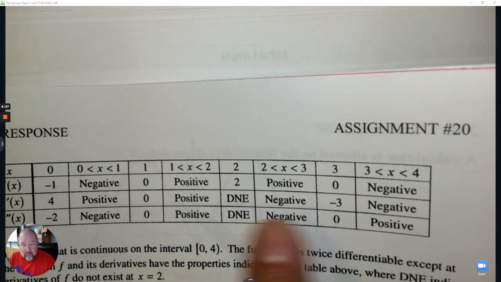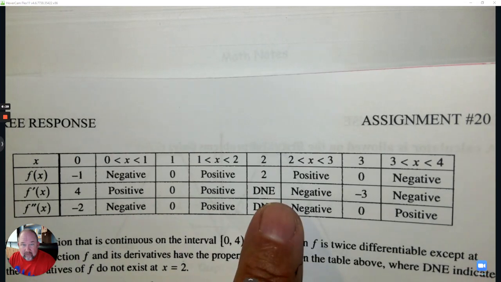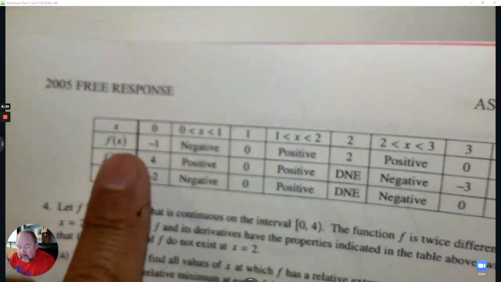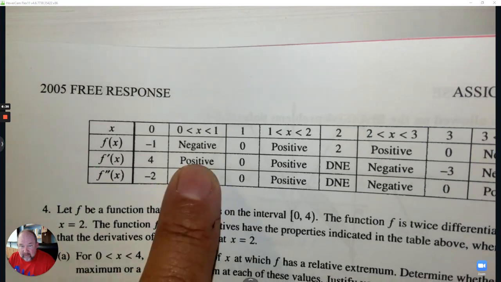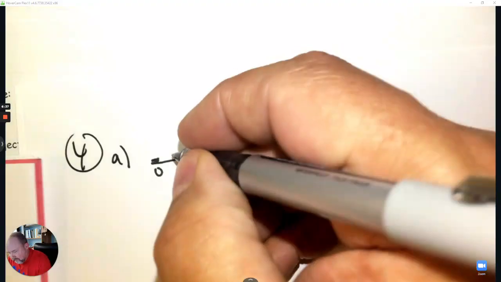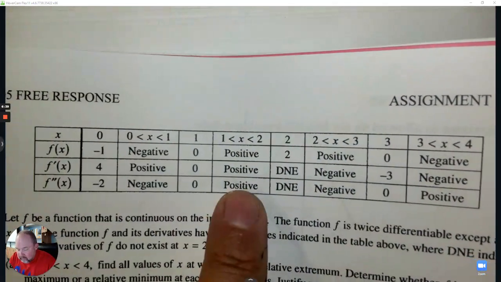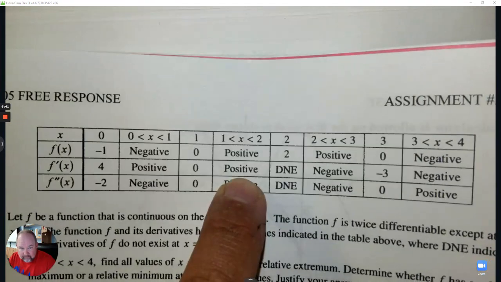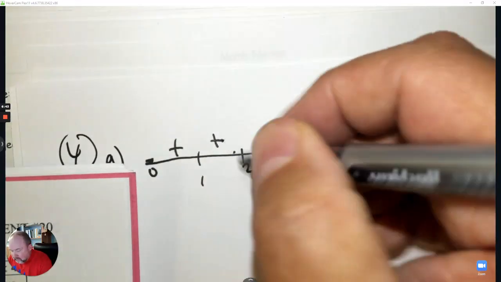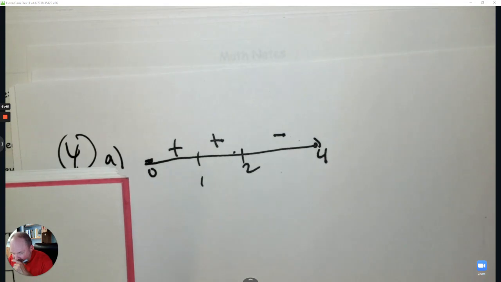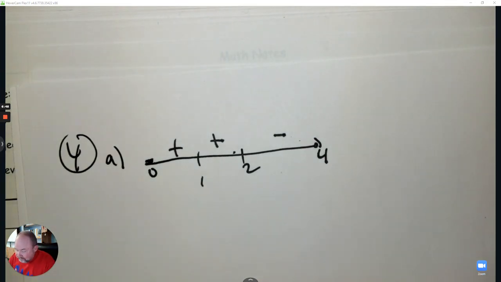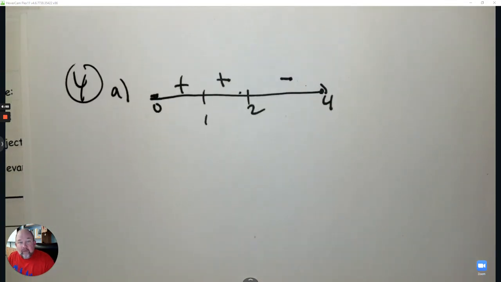And that's it. So those are the critical values. 0 and doesn't exist are the critical values for your number line. Then from 0 to 1, the derivative is positive. From 1 to 2, the derivative is positive. And then from 2 to 4, it says the derivative is negative. Negative, negative. All right. So what does that tell you?